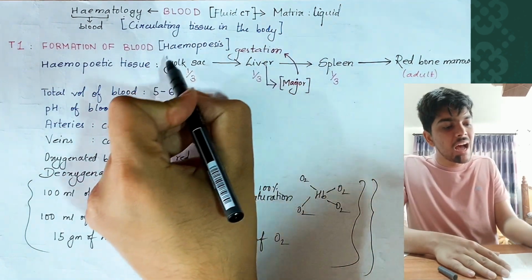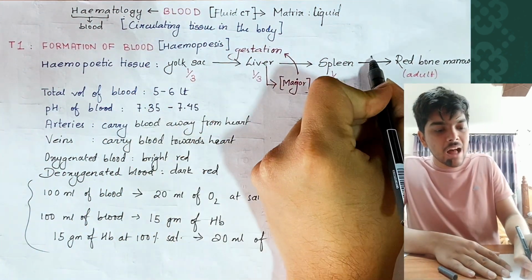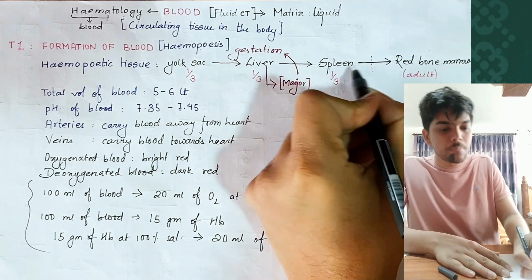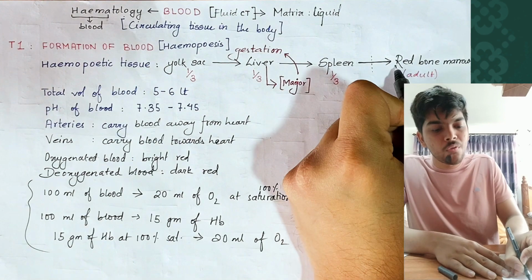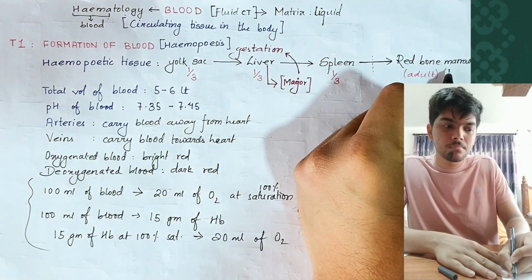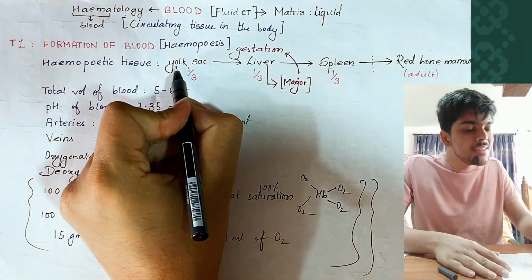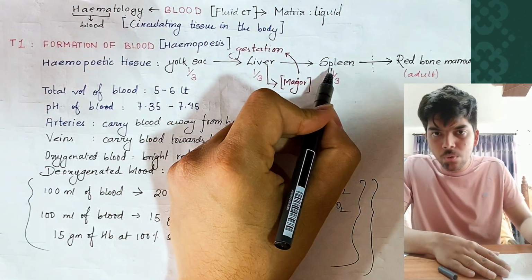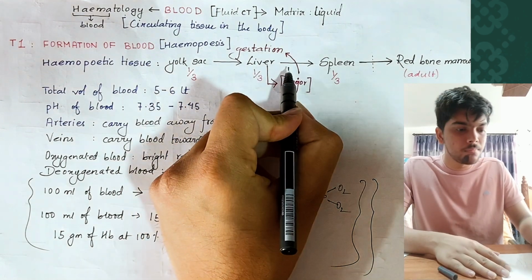So these 3 are present before birth or during the time of gestation. Right after birth, the hemopoietic tissue present is red bone marrow. Now, even during the time of gestation, among these 3 hemopoietic tissues, the major hemopoietic tissue is the liver.